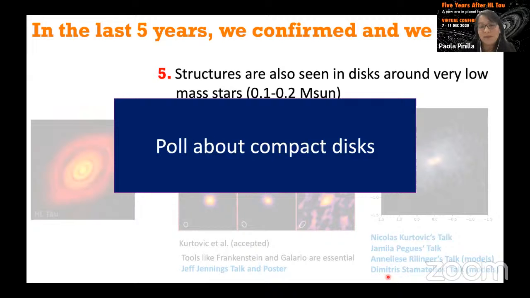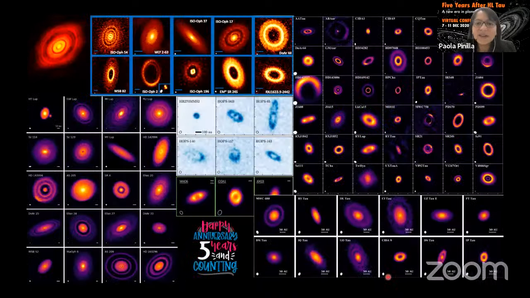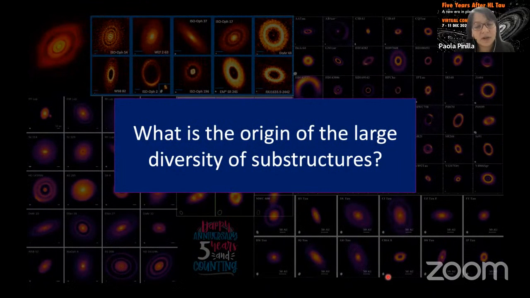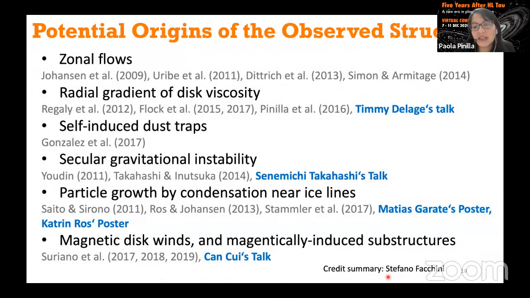So before I move on, I want to say thank you to all of you who have collected and have made a lot of effort to get this data, but also to the theoreticians who have also made a lot of effort to understand these structures. So the natural question here is, what is the origin of the diversity of these structures? And I'm going to show you 2 slides that I think most people don't like, but it's basically the potential origins of the observed structures.